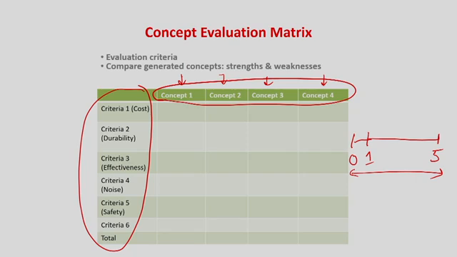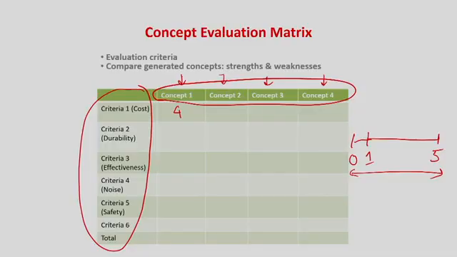For example, when I am talking about concept 1, the criteria 1 is cost, and the concept 1 stands at being very cheap. It would hardly take too much manufacturing cost, so that we can have a very low price in the market. So, I would give it a 4. For concept 2, I think it is moderate, it is not very low, but it is not highly priced as well. So, I would provide it a 3.